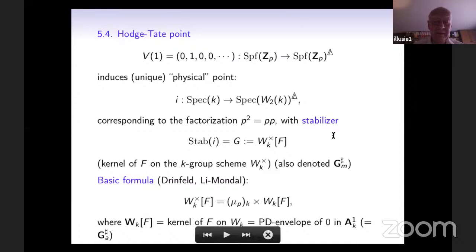And this kernel of F on W_K actually is not so difficult to understand. It was the calculation made by Drinfeld, and it turns out to be the PD envelope of zero in the affine line G_a. That is the spectrum of K⟨T⟩. And though the ring itself is complicated, as Bhargav explained yesterday, its representations are in fact very simple.